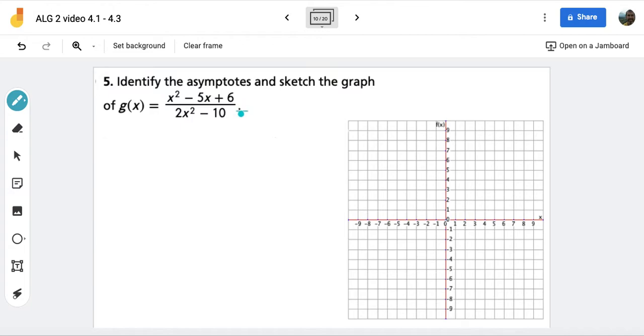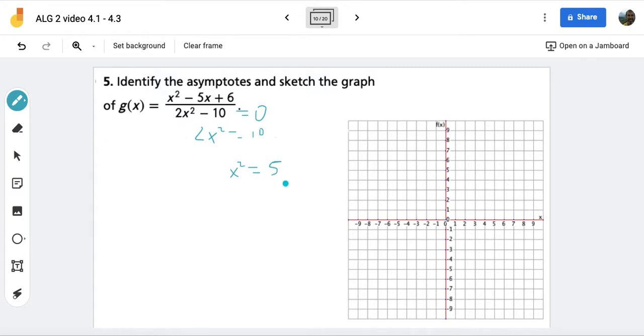I'm going to set the denominator equal to 0. Click pause if you want to give it a shot, and then come on back. That gives me 2x squared equals 10. I can divide both sides by 2 and get x squared equals 5. So that's going to be weird. That means x could be positive or negative square root of 5.